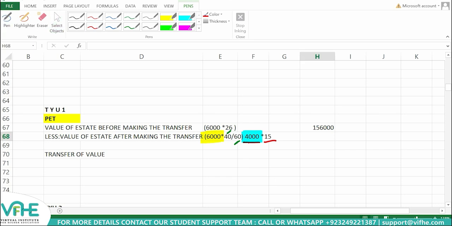So if 4,000 is the number of shares and the value per share is 15 pounds, that means that now Linda is left with an estate having a worth of 60,000 pounds. So how much value of estate has been transferred? The value of estate that has been transferred is found to be equivalent to 96,000 pounds. So 96,000 pounds shall be regarded as the transfer of value.